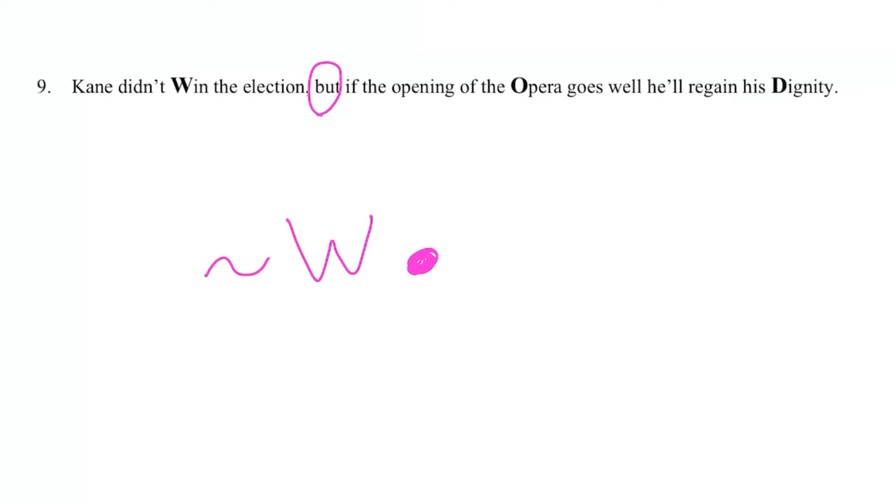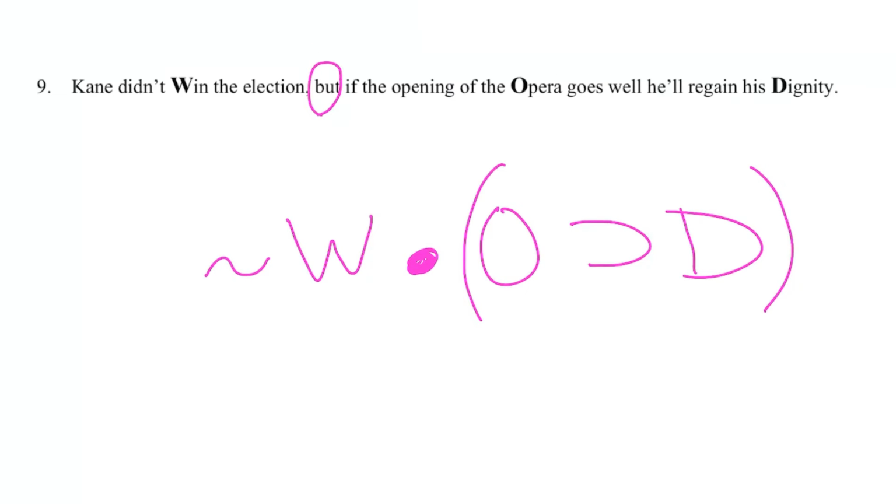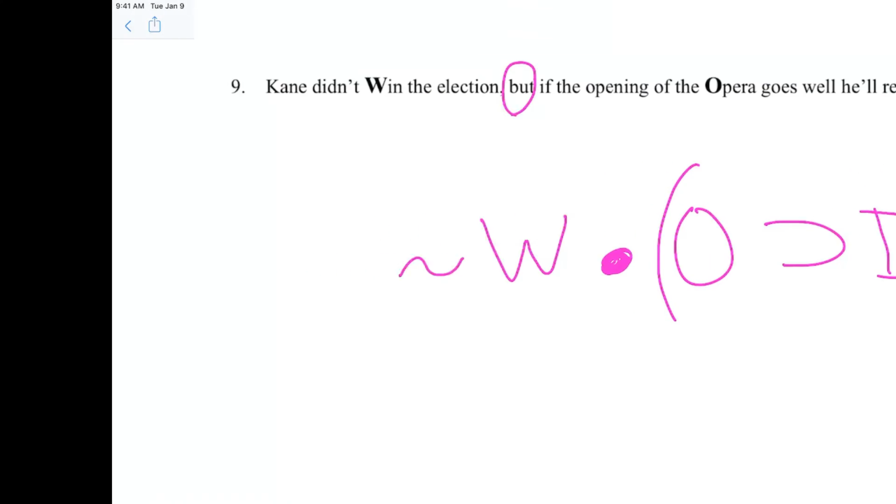And on the right, we see that it's conditional. If the opera goes well, he'll regain his dignity. So that would be if O, then D. Now there's one last step. Remember, we need to make sure that we have our brackets in place. So in this case, we have left and right side. We'll put the brackets around the right side so that we can see it easily.